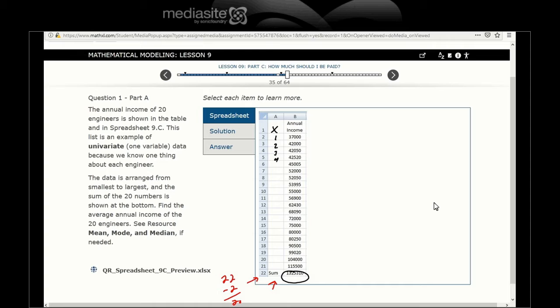The question is, find the average annual income. Now, the average annual income, x bar, is going to add up all the x's and divide by how many. We know the total, 1,325,310, divided by 20. So what does that get us?